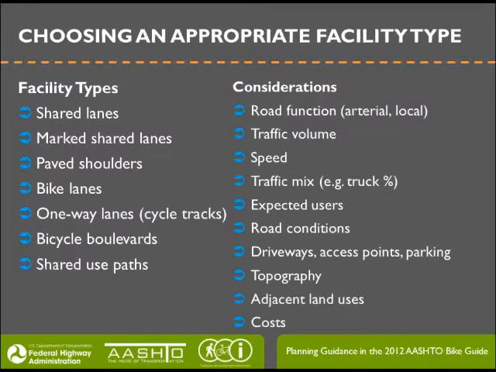So, choosing an appropriate facility, and at this point I'm going to turn it over to RJ. We talked about figuring out where you need bike facilities, and the next logical step is choosing a facility. So RJ? Thanks, Pete. As Peter said, one of the most important things after you've figured out where the improvements are needed is getting down to what sorts of facilities are most appropriate. And in this area, the guide has a lot of detailed guidance on different types of bicycle facilities.